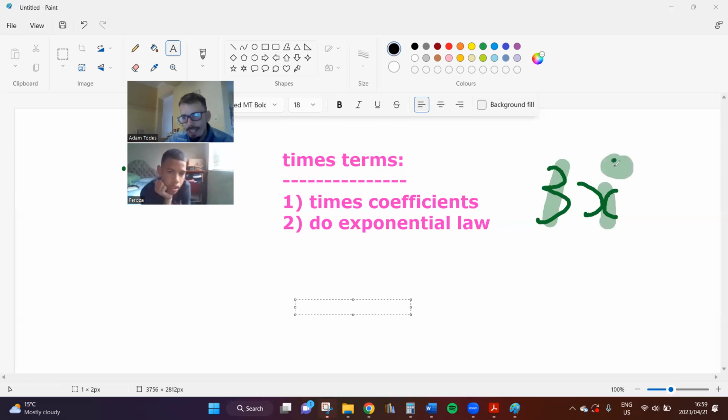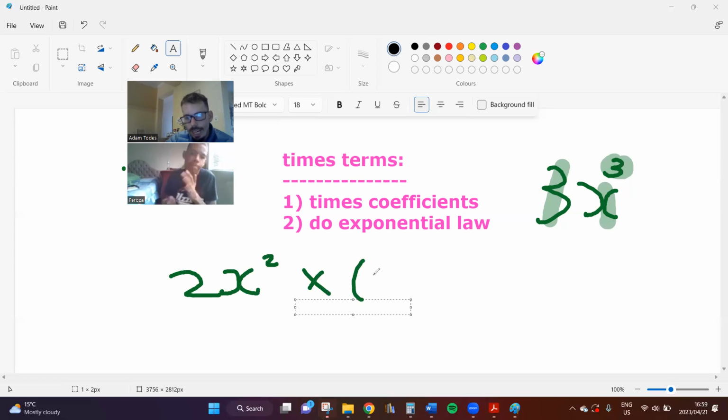So if I make that a 3 for argument's sake, what would the power be here? The power would be the 3. Exactly. So here comes your question for today's viewers. We're going to say, let's go for 2x squared multiplied by x to the power of 3, all to the power of 3.